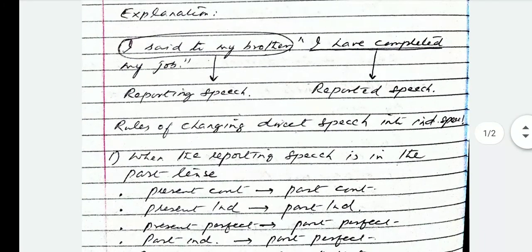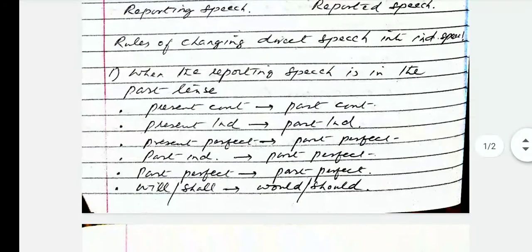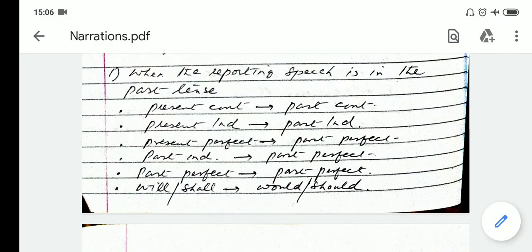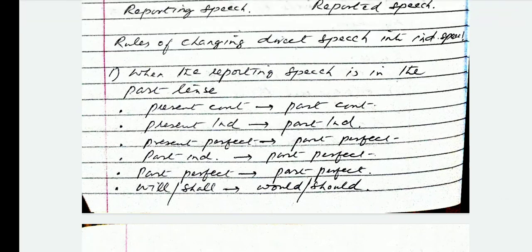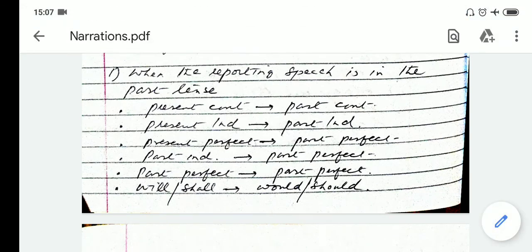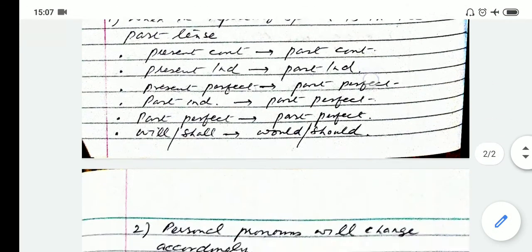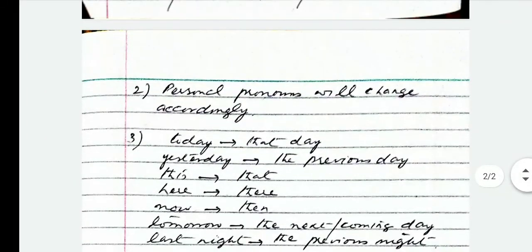So we will change the narrations later. First let's see the rules. So this is the first rule. This is a very important rule. When the reporting speech is in the past tense, then what will happen to the reported speech? If it was previously in the present continuous, it will change into past continuous, and so on. Number second is personal pronouns will change accordingly.